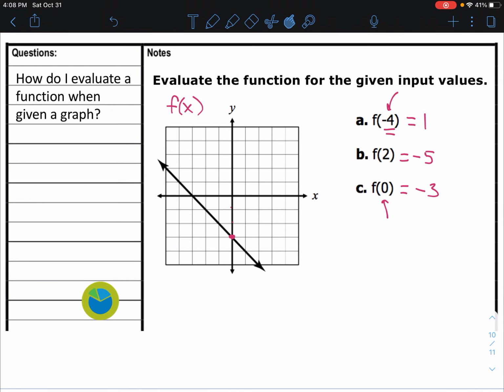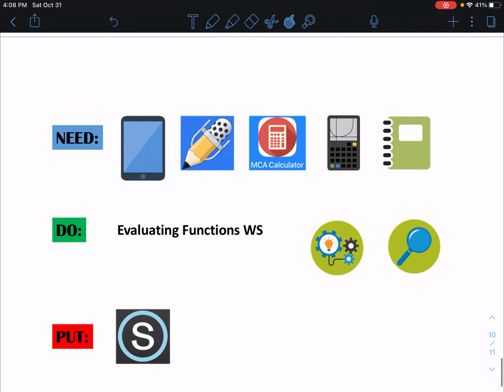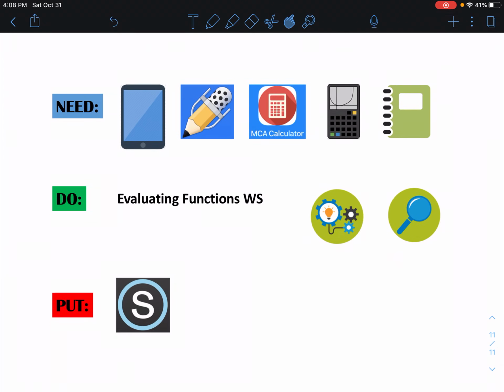Re-watch any parts that you're confused on to help you out. And then go ahead and get working on evaluating functions. Make sure you use your MCA graphing calculator to help you.